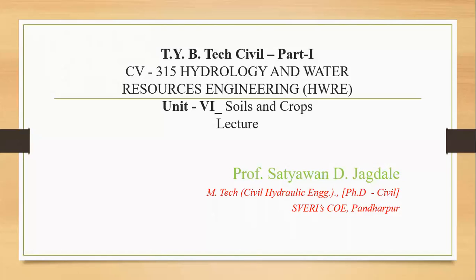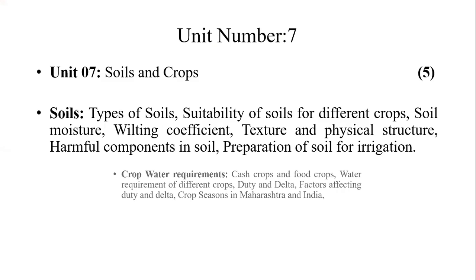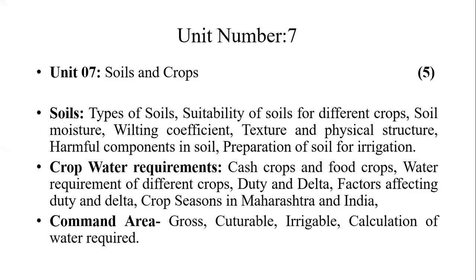Okay, so today we are going to focus on the remaining part of the syllabus, which is concerned with the various components or ingredients of the soil. Those that are harmful for the crops, that is, the harmful components in a soil, remain from our side, and the texture and physical structure of the soil also remain, and preparation of the soil for irrigation. Okay, along with that, crop seasons in Maharashtra and India, those parts remained from the discussion. So today we'll discuss them and we'll finish up with this unit.